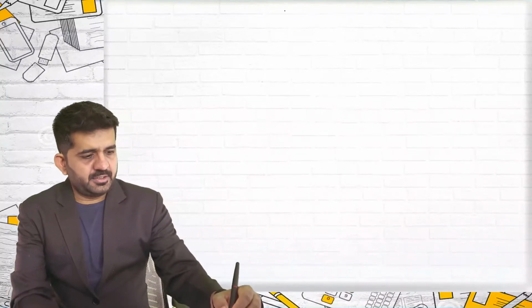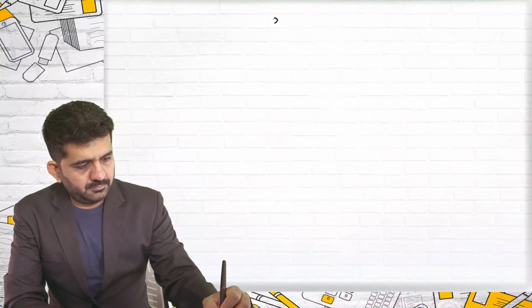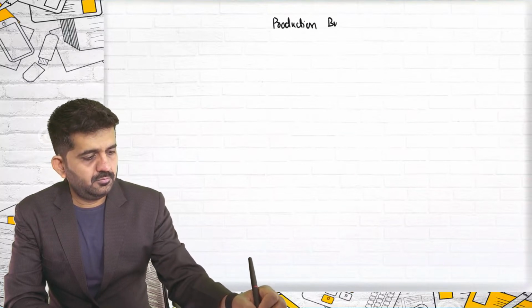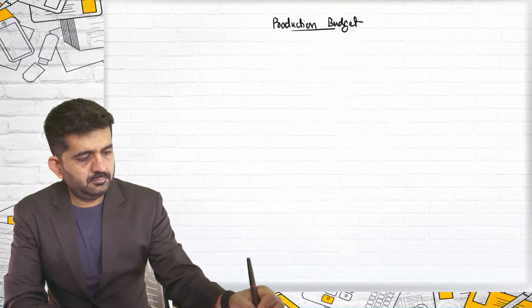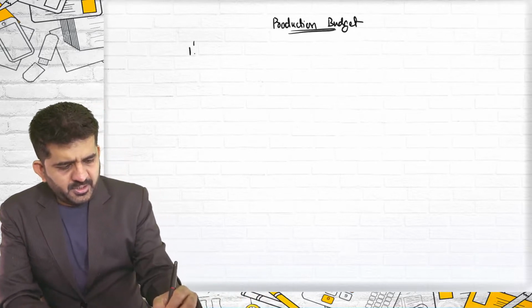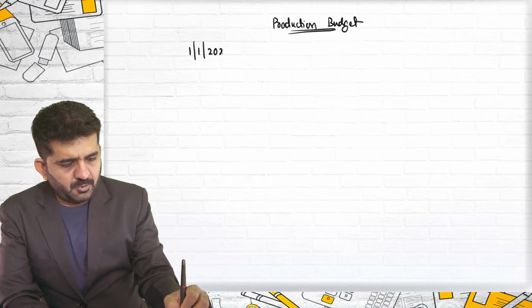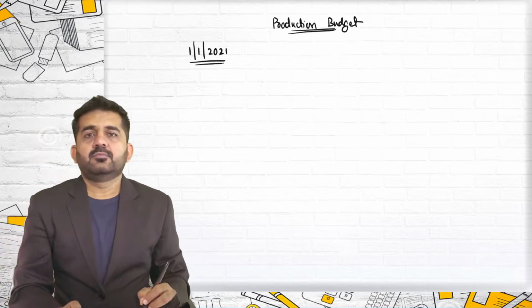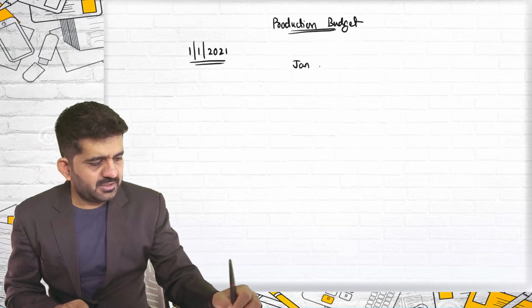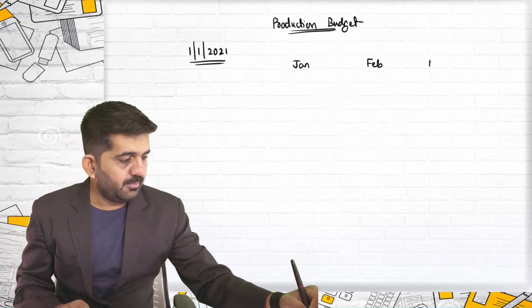We are going to learn something about production budget. What is, first of all, production budget? Try to concentrate. Say today's date is 1st January 2021. My next 3 months are January, February and March.